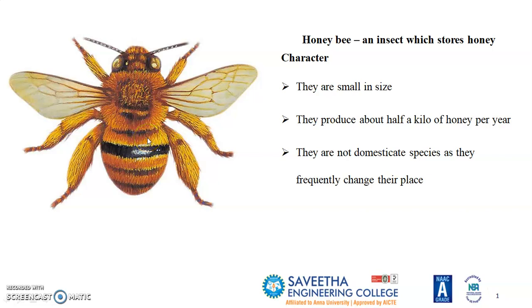Tell me, what is the name of this insect? Yeah, it's honey bee. It is an insect which stores honey. Tell me a few characteristics of this honey bee. They are small in size. They produce half a kilo of honey per year. They are not domestic species as they frequently change their place.